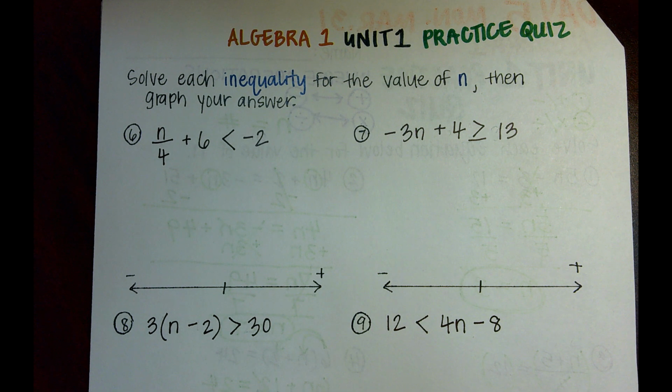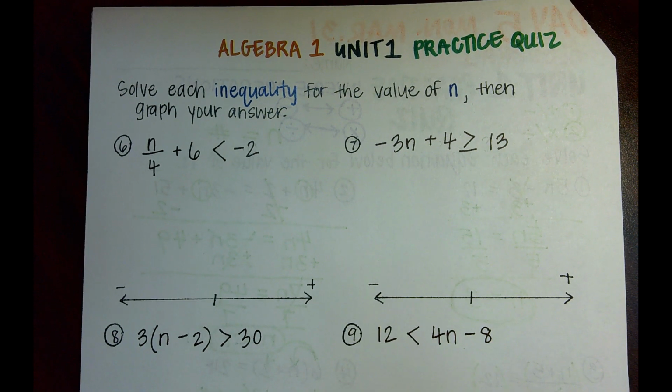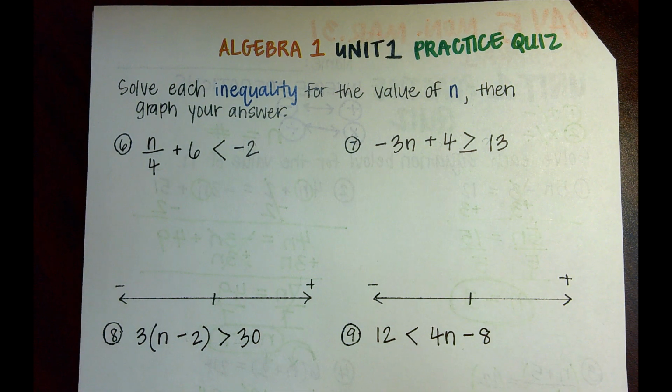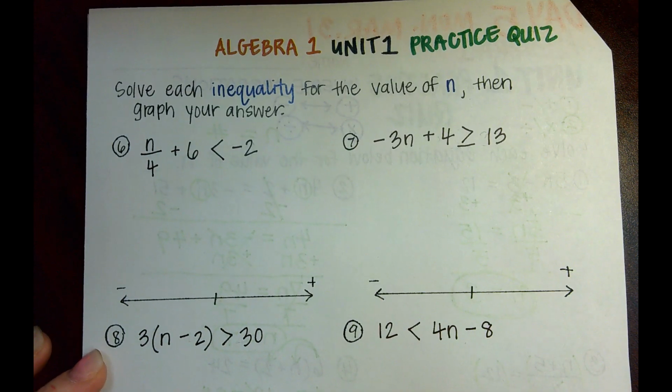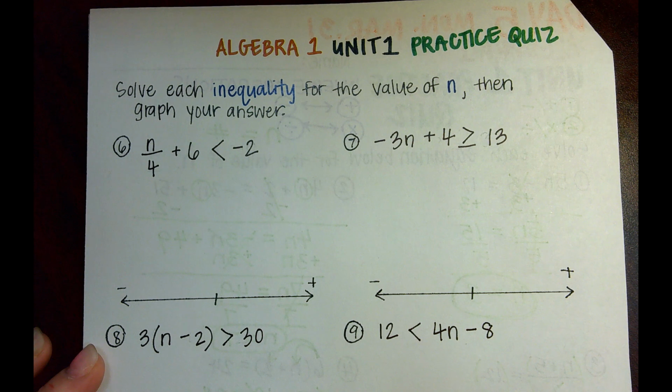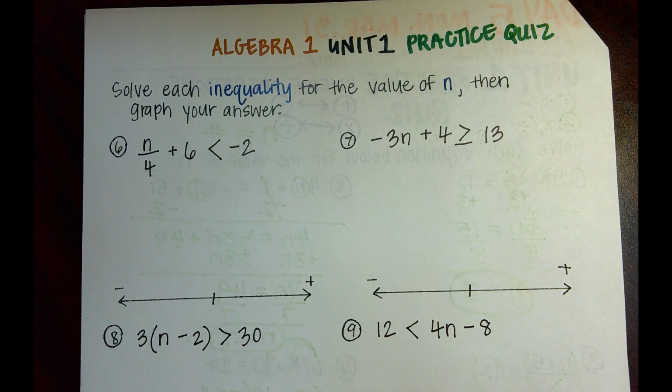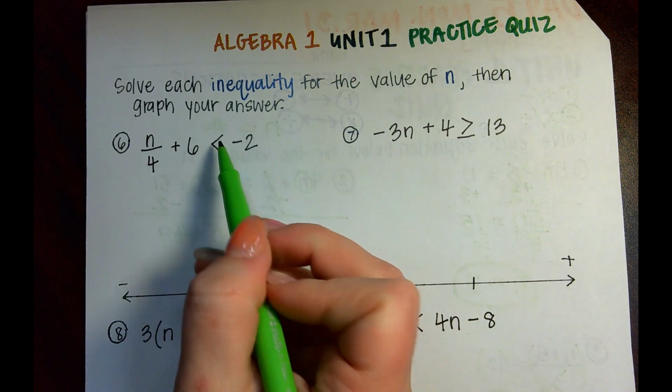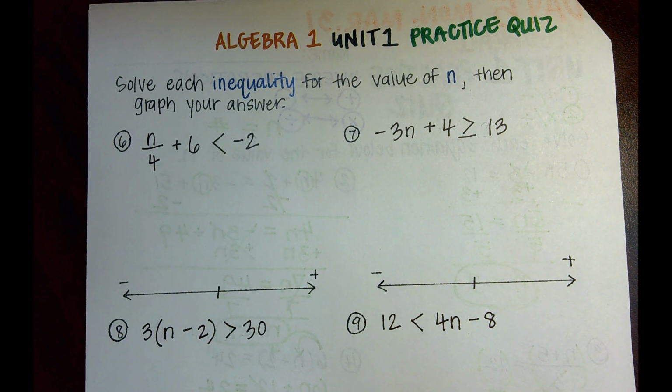When do we need to flip our sign? If we are multiplying or dividing by a negative number. Yes. Now, make sure also that we're talking about if we're multiplying or dividing by a negative number on the variable too. So let's wait till maybe we get to a problem that we need to flip it, and then we'll make some sort of note to help us remember. Let's start with number 6. N divided by 4 plus 6 is less than negative 2.